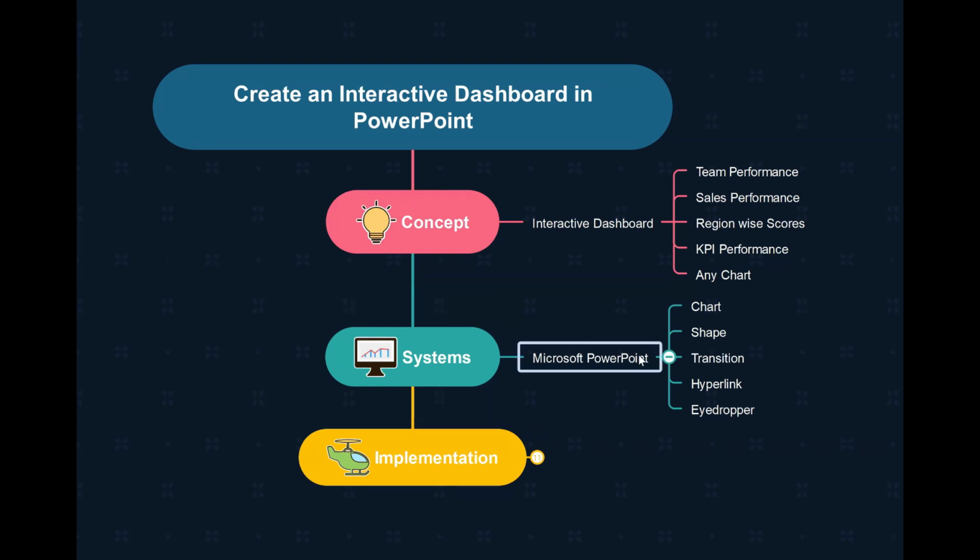Now, the system that we are going to use is chart, which is part of PowerPoint. As I said, PowerPoint is one of the most important applications for the presentation part, so we'll do nothing in Excel. We are going to use Microsoft PowerPoint, where there are multiple innovative things. We are going to use a few of them: chart, shape, transition, hyperlink, and eyedropper. These are the core things that we are going to use. But apart from this, we might use some small things.